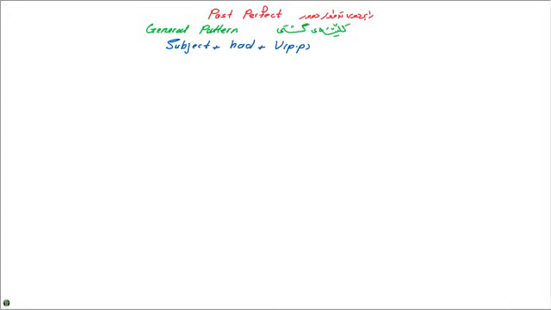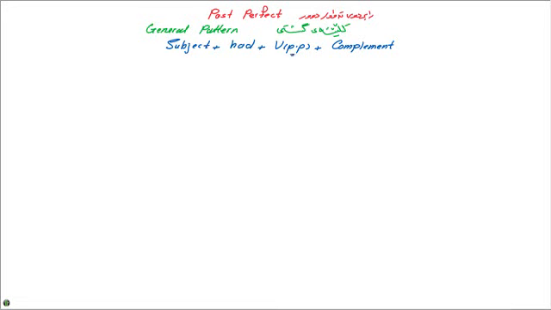Past perfect. We have another title, past perfect. The general pattern: we have subject plus had plus the past participle of a verb plus complement.